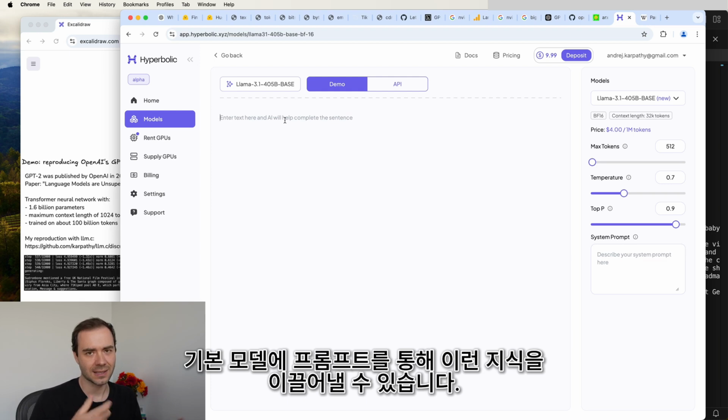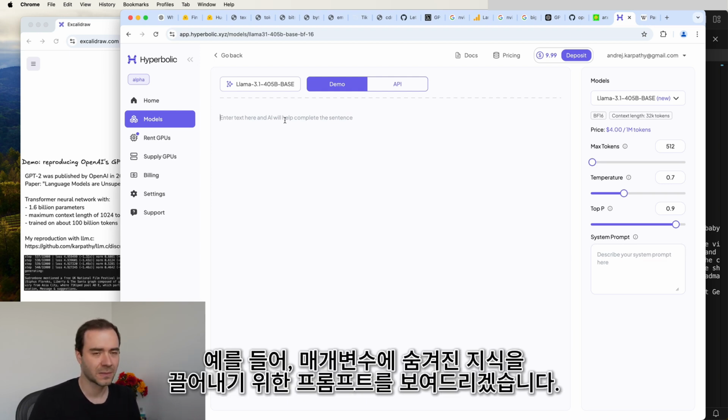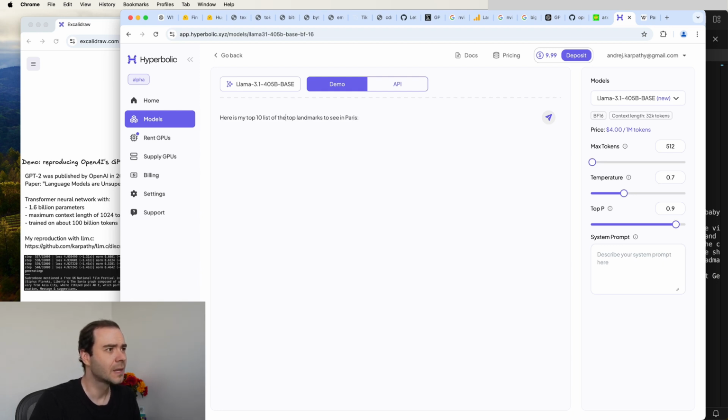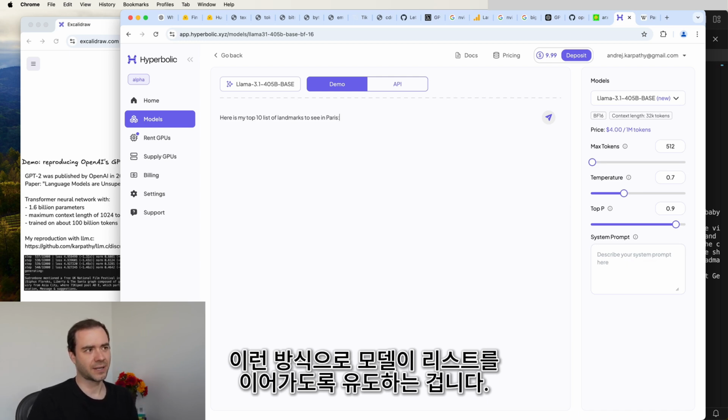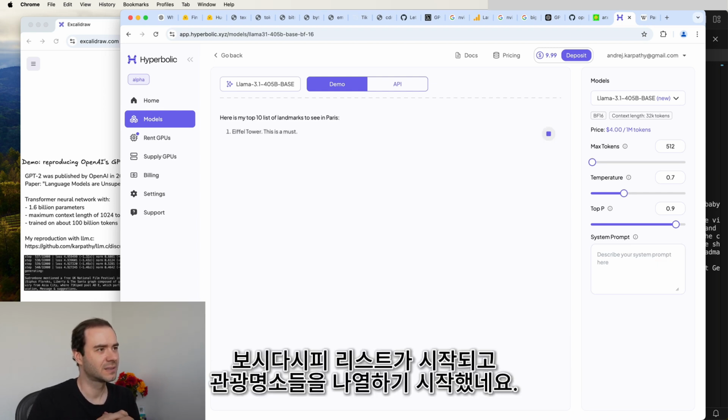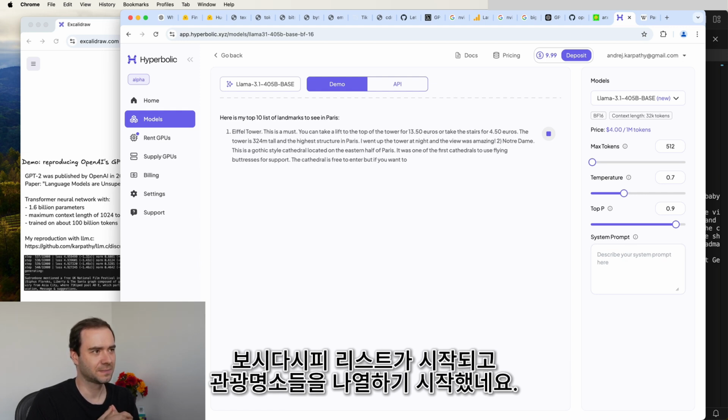Now, we can elicit some of this knowledge by prompting the base model accordingly. So for example, here's a prompt that might work to elicit some of that knowledge that's hiding in the parameters. Here's my top 10 list of the top landmarks to see in Paris. I'm doing it this way because I'm trying to prime the model to now continue this list. So let's see if that works when I press enter. Okay. So you see that it started the list and it's now giving me some of those landmarks.